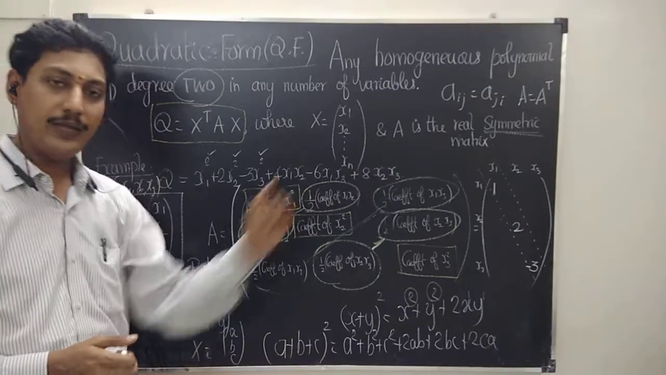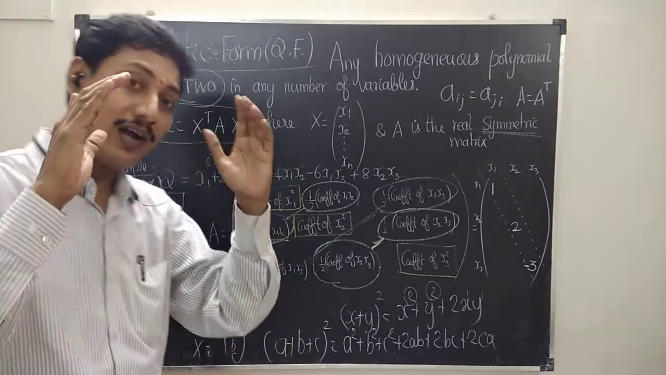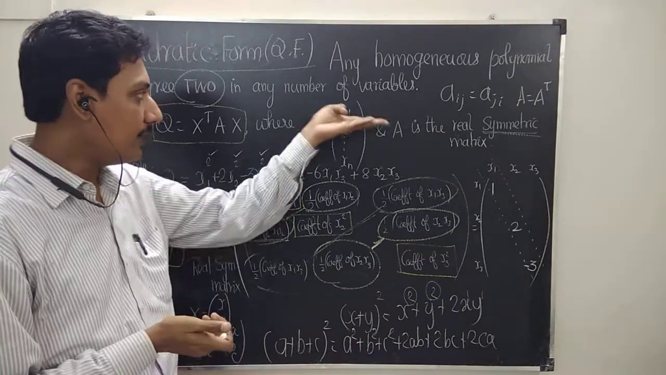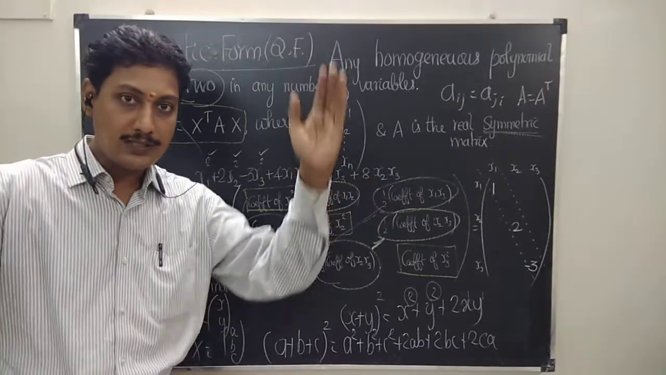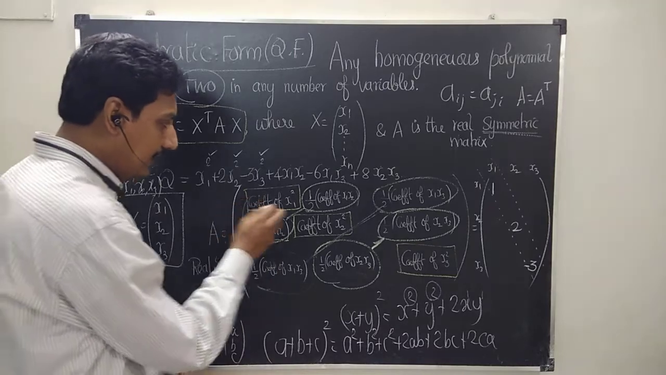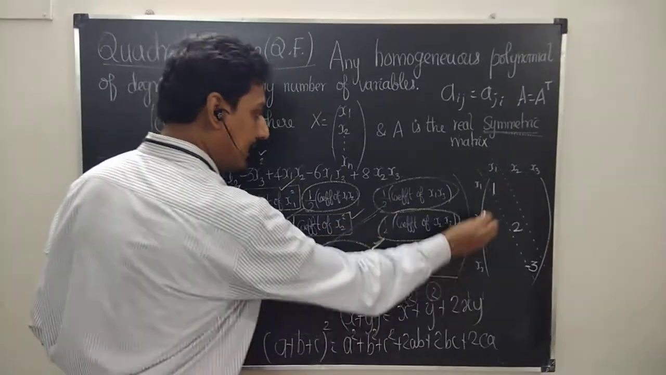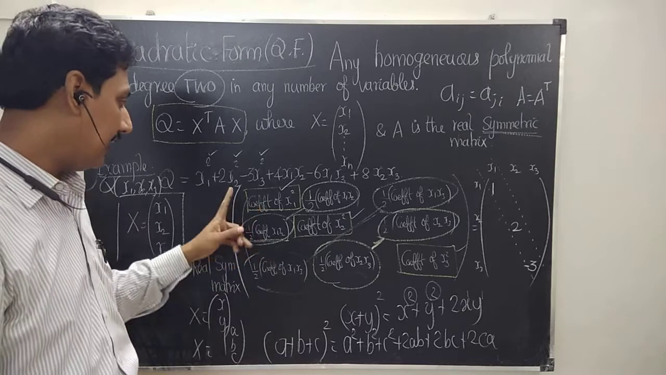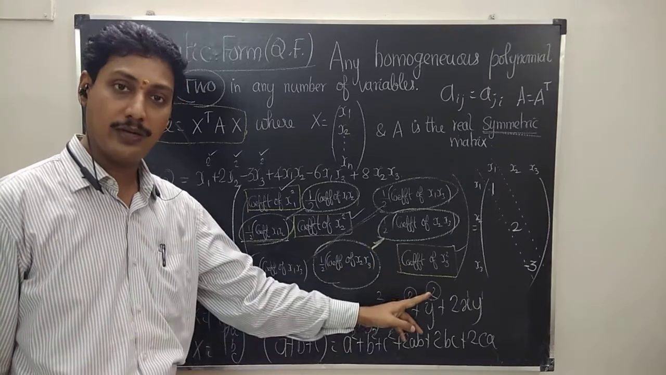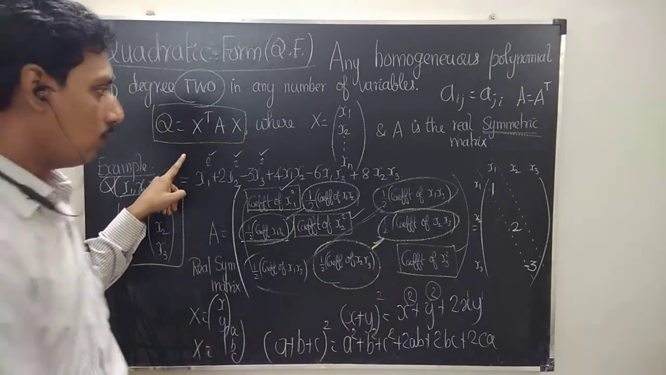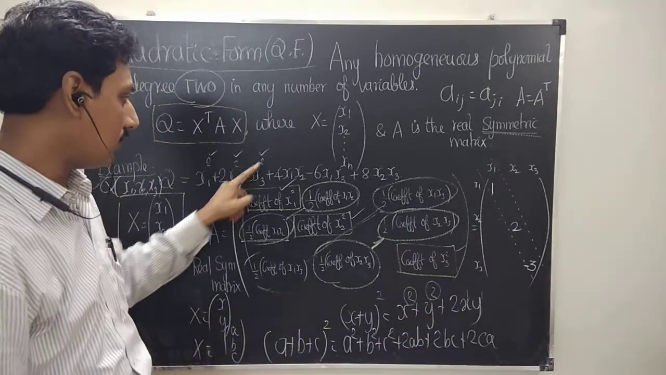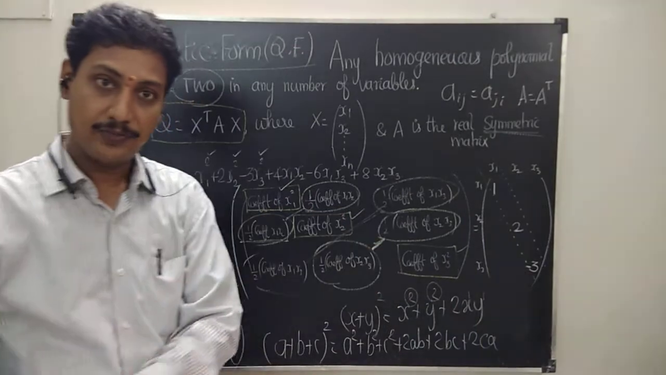Now what about A? A is the real symmetric matrix. So how do we construct or find the real symmetric matrix from the given quadratic form? There is a simple template. First of all, fill up the diagonals. The diagonals are nothing but the coefficients of x1 squared, x2 squared, x3 squared: first variable, second variable, third variable. Coefficient of x1 squared is 1. Coefficient of x2 squared is plus 2. Coefficient of x3 squared is minus 3. That is diagonal wise.